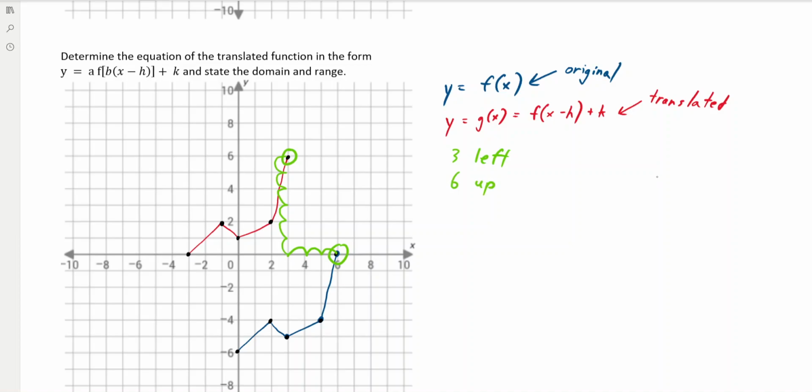So if we were to put that inside our function, now we can go f of x minus h, so if we're going left 3, it would be plus 3, and then plus k, and it's going up, so it's plus 6.